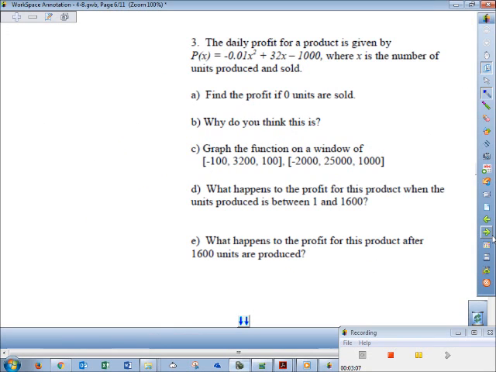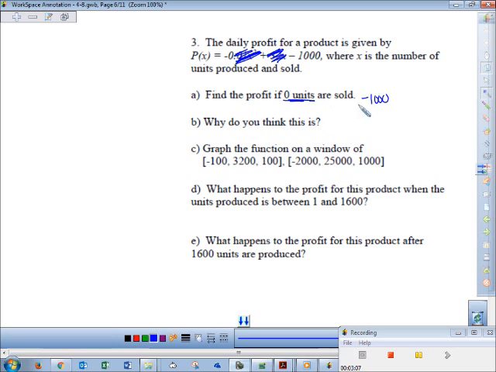On the next one, the daily profit for a product is given by this equation right here. Notice now we're getting a little more fancy, that it's quadratic, where X is the number of units produced and sold. Find the profit if 0 units are sold. Well, if 0 units are sold and X stands for the number of units, all we got to do is put 0 in for X. So if I put 0 in for X here, that's going to turn out to be nothing. And check it out, we have a negative $1,000. It's like the profit is negative 1,000, meaning you're in the hole, right?